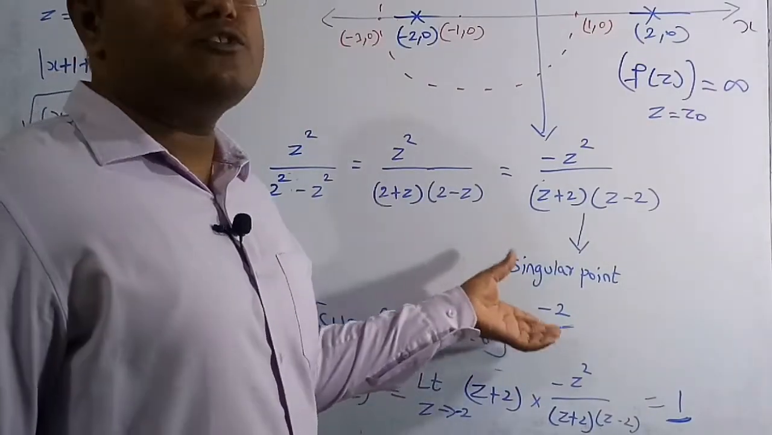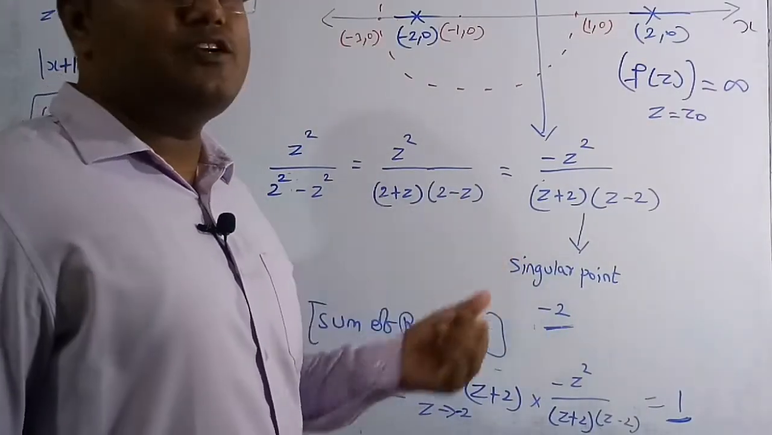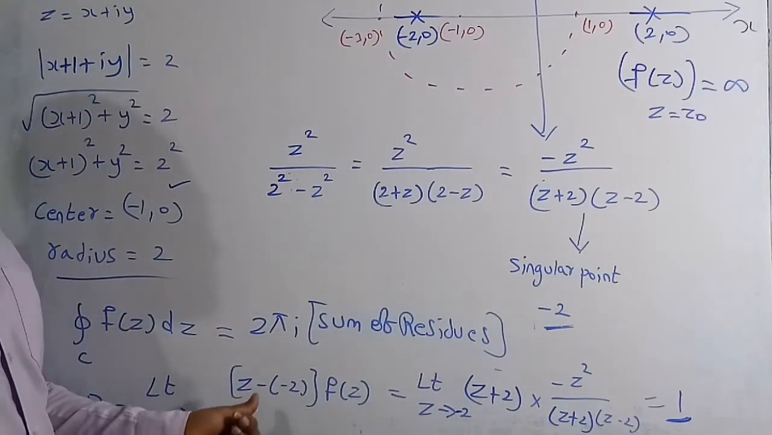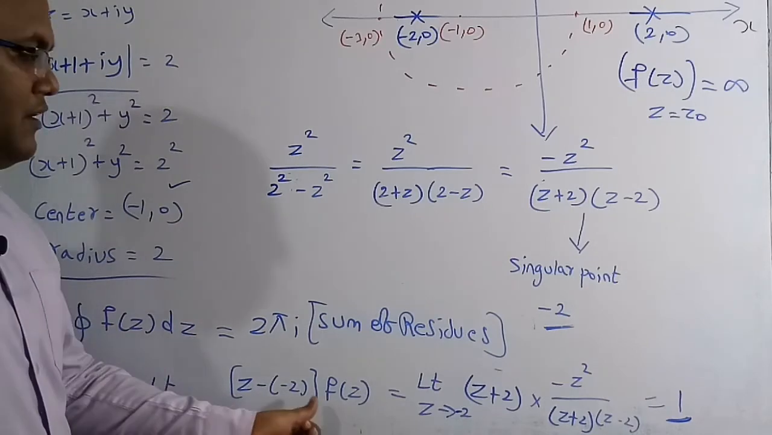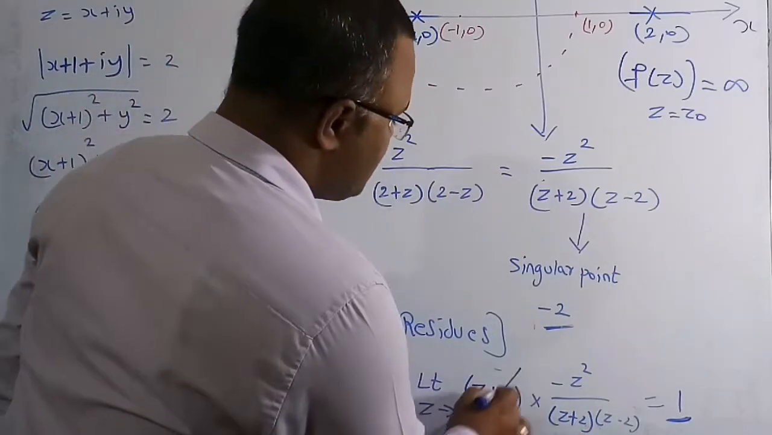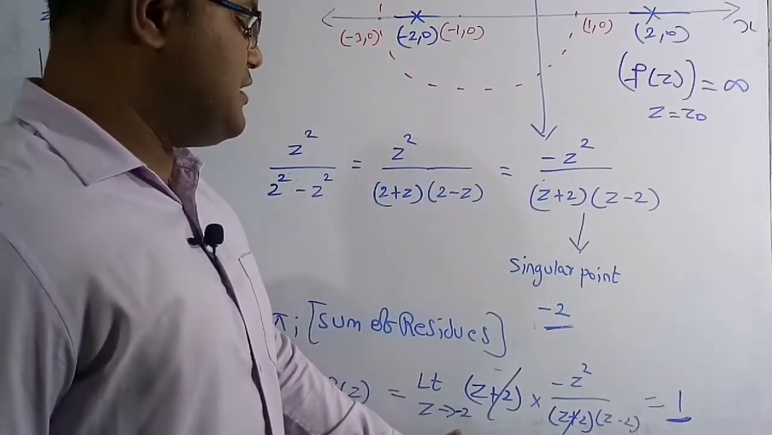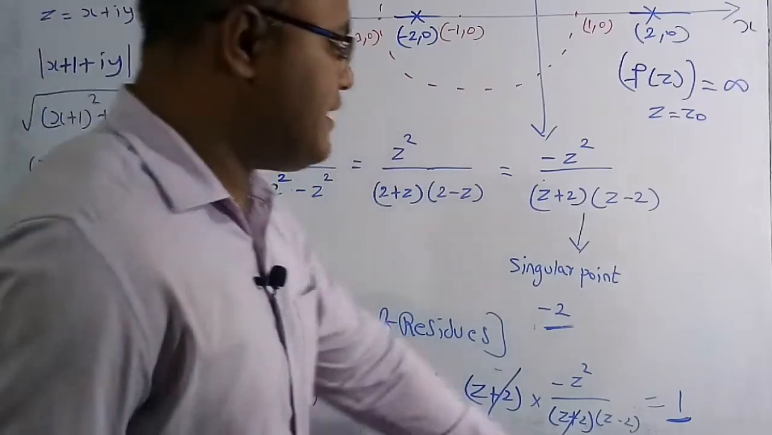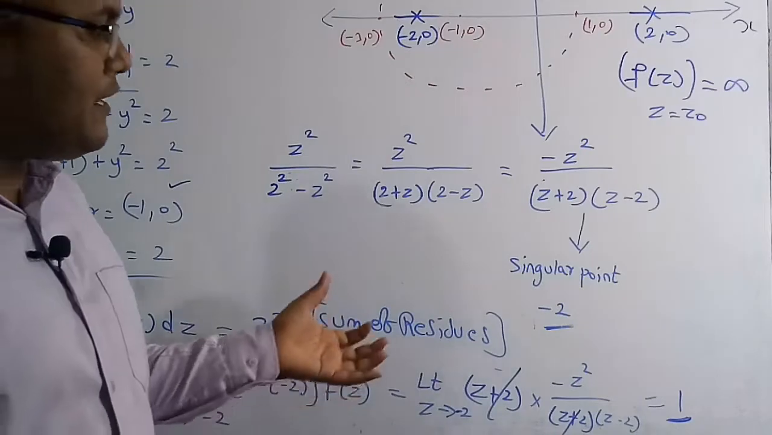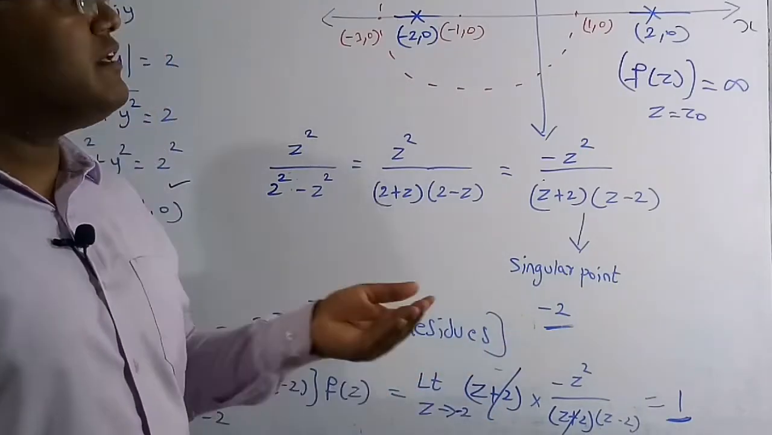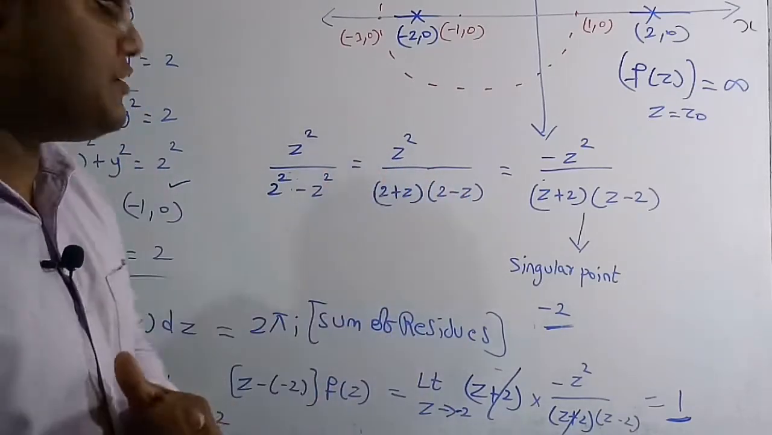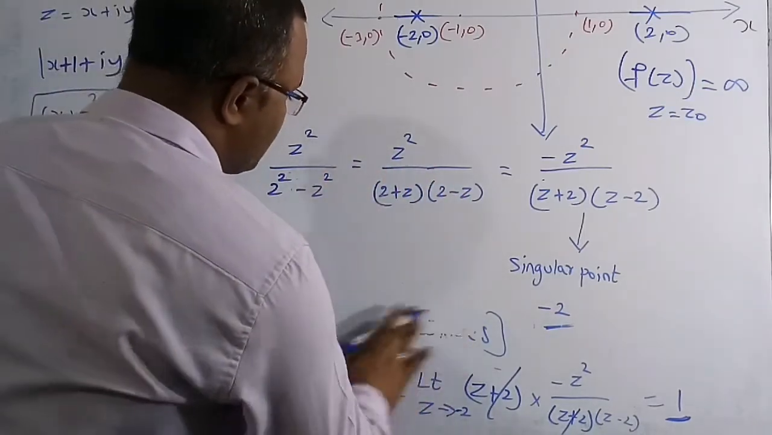Now, because of this singular point, we need to figure out the residue. The residue is equal to the limit z tends to minus 2 of z minus a into f of z. So z plus 2 into f of z is this function, and z plus 2 cancels. If you substitute z is equal to minus 2 in this function, we finally get 1. There is only one point inside the contour, so only one residue. If there are more than one point inside the contour, then you have to take the summation of the residues. But we have only one value, so keep it here, 1.